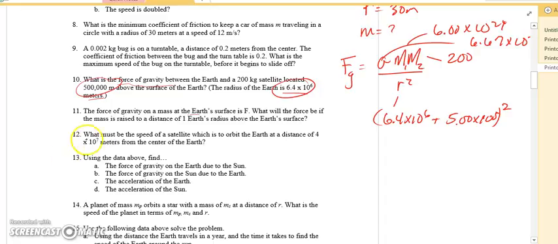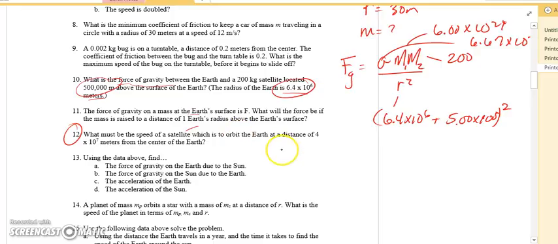Now, for this question, actually, skip that. This one right here, 12. What must the speed of a satellite be, which is in orbit around the Earth at a distance of 4 times 10 to the 7th meters above the center of the Earth? So we're looking for velocity here. Now, here's the problem. We don't have the mass of the satellite, and I should tell you that it's probably irrelevant.